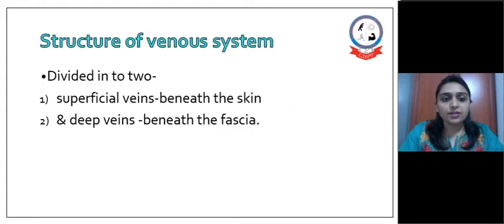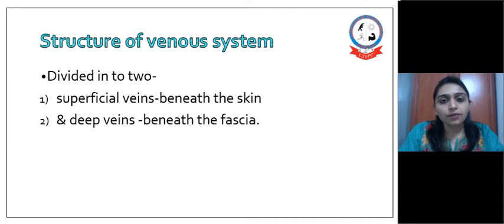The venous system is divided into two: superficial vein and deep vein. Superficial vein lies beneath the skin, while deep vein lies beneath the fascia. As the structure of artery suggests, there are three layers in the artery: tunica intima, tunica media and tunica adventitia. Tunica adventitia is the outermost layer, media is the middle one and intima is the innermost.